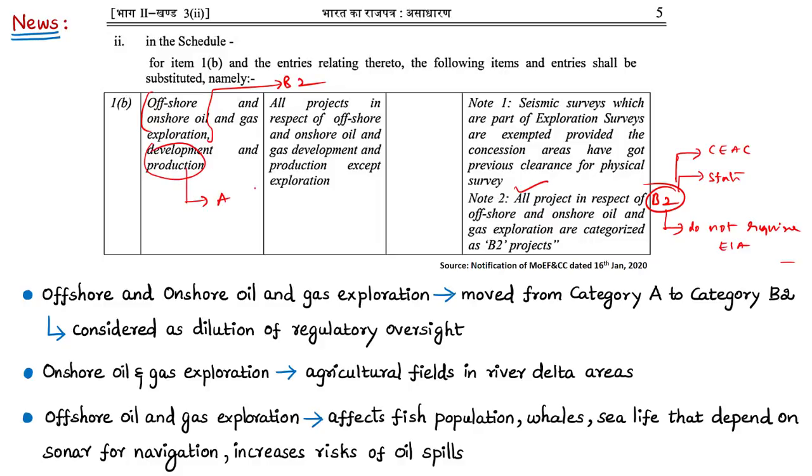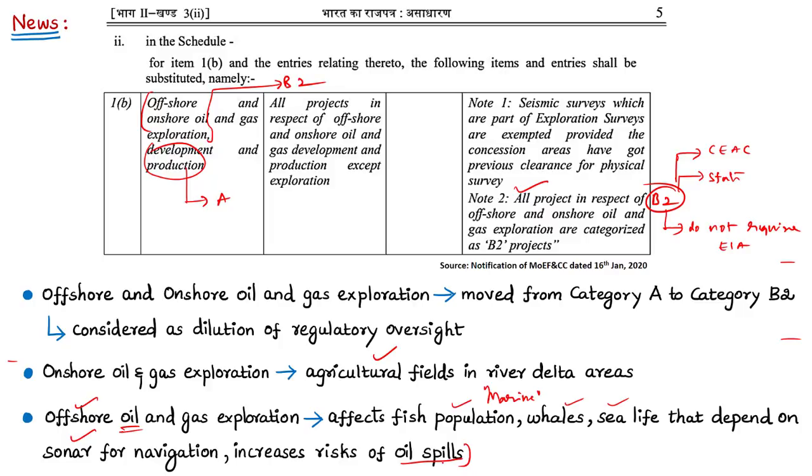So this change in the categorization for exploratory projects of oil and gas companies has raised concerns among the environment activists. This change is considered as a dilution of regulatory oversight from the central government. This is because it is being reported that the exploratory drilling on land would lead to destruction of agricultural fields, whereas offshore drilling operations can affect marine organisms as they lead to building up of heavy water contaminants. Know that such projects may also deviate whales and sea life that rely on sonar for navigation. Offshore exploration projects have one more impact: such projects can make worse the risk of oil spills.